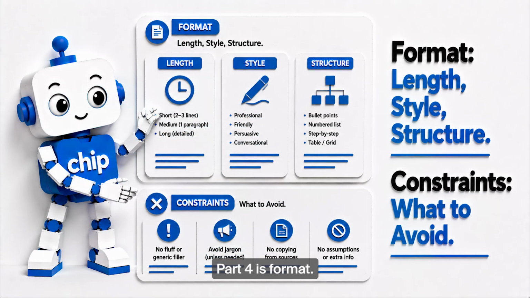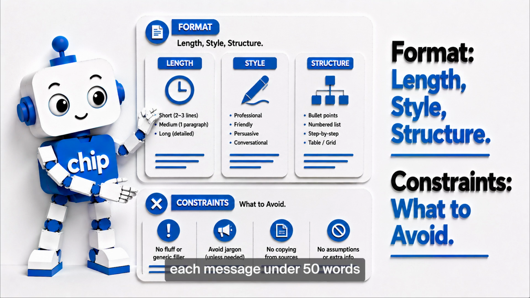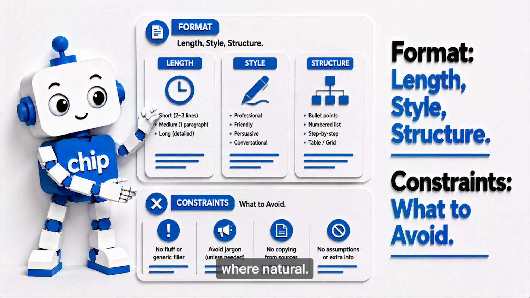Part 4 is format. Format tells AI how to present the output. For example, each message under 50 words. Numbered 1, 2, 3. Warm but professional tone. Use simple Hindi business language where natural.